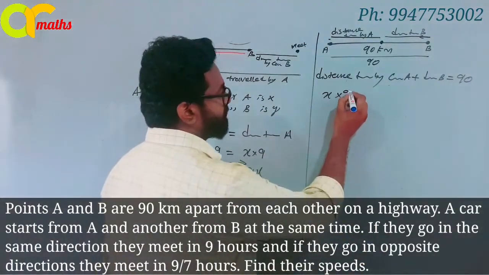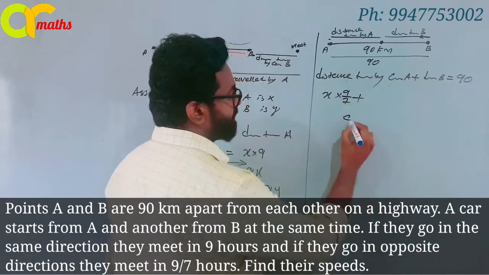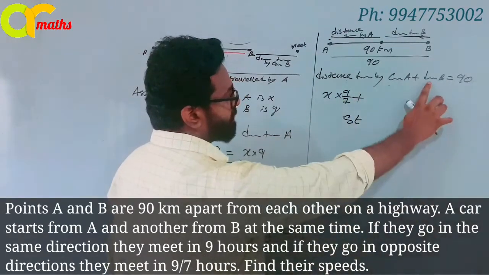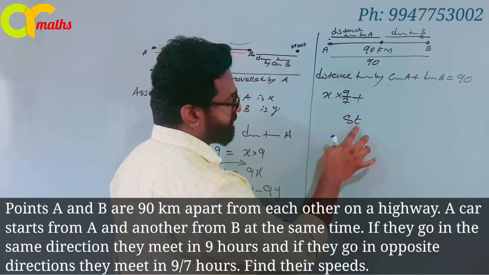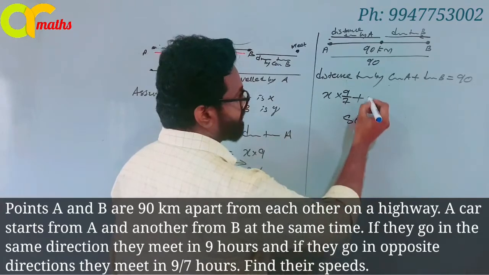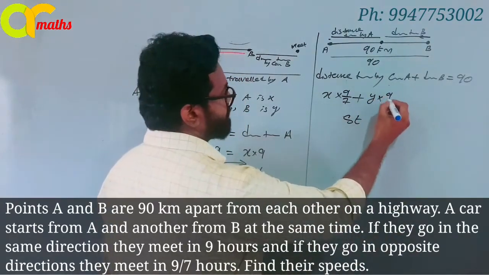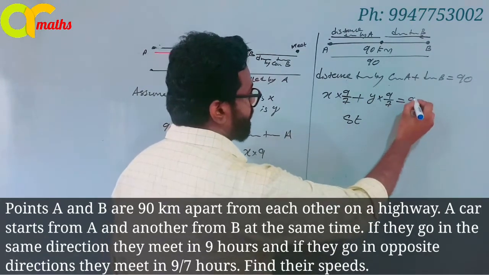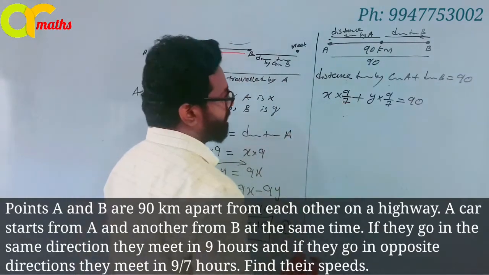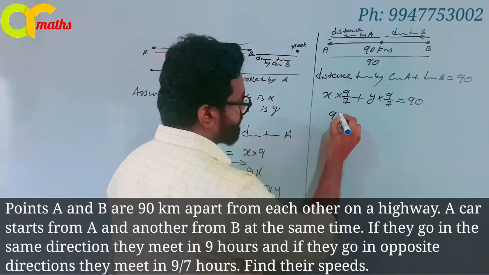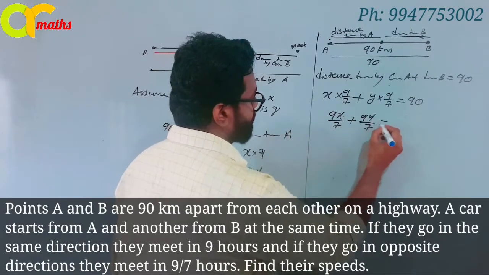So x into 9/7, plus the distance of B, which is speed into time. The speed of B is y, into time 9/7, equal to 90. So x into 9 by 7 is 9x by 7, plus 9y by 7 equals 90.